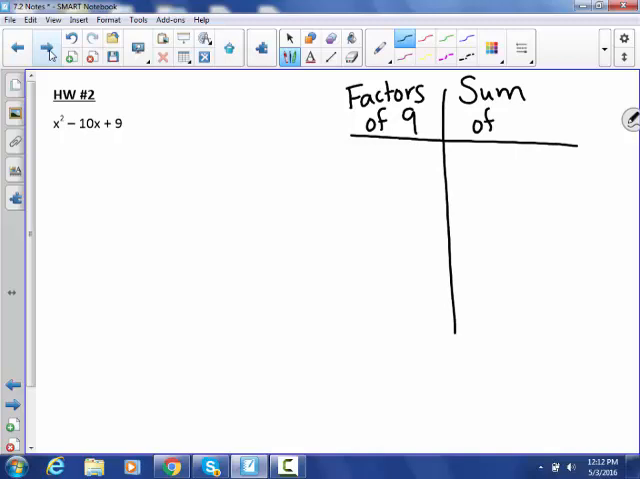Negative 10. Blake, you have to be in the workshop, which means you need to be personal, which you need to be on the computer. The sum has to be negative 10 this time. Close your computer.